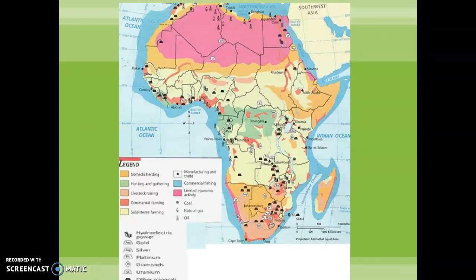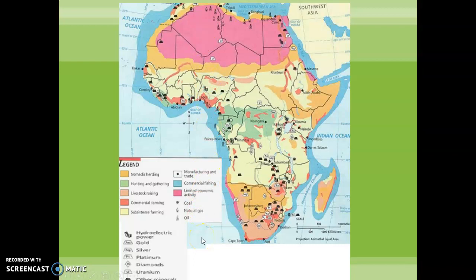All right, so let's look at this economic map. First of all, let's look at the symbols. So you can see there's hydroelectric power, gold, silver, platinum, diamonds, uranium, and other minerals, or coal, natural gas, and oil. So as I mentioned, oil is going to be found along the coasts. So you'll see that it'll be along the coasts as you do here along the Atlantic Ocean and up here along the Mediterranean Sea. So oil and natural gas go hand in hand, so they're right next to each other.